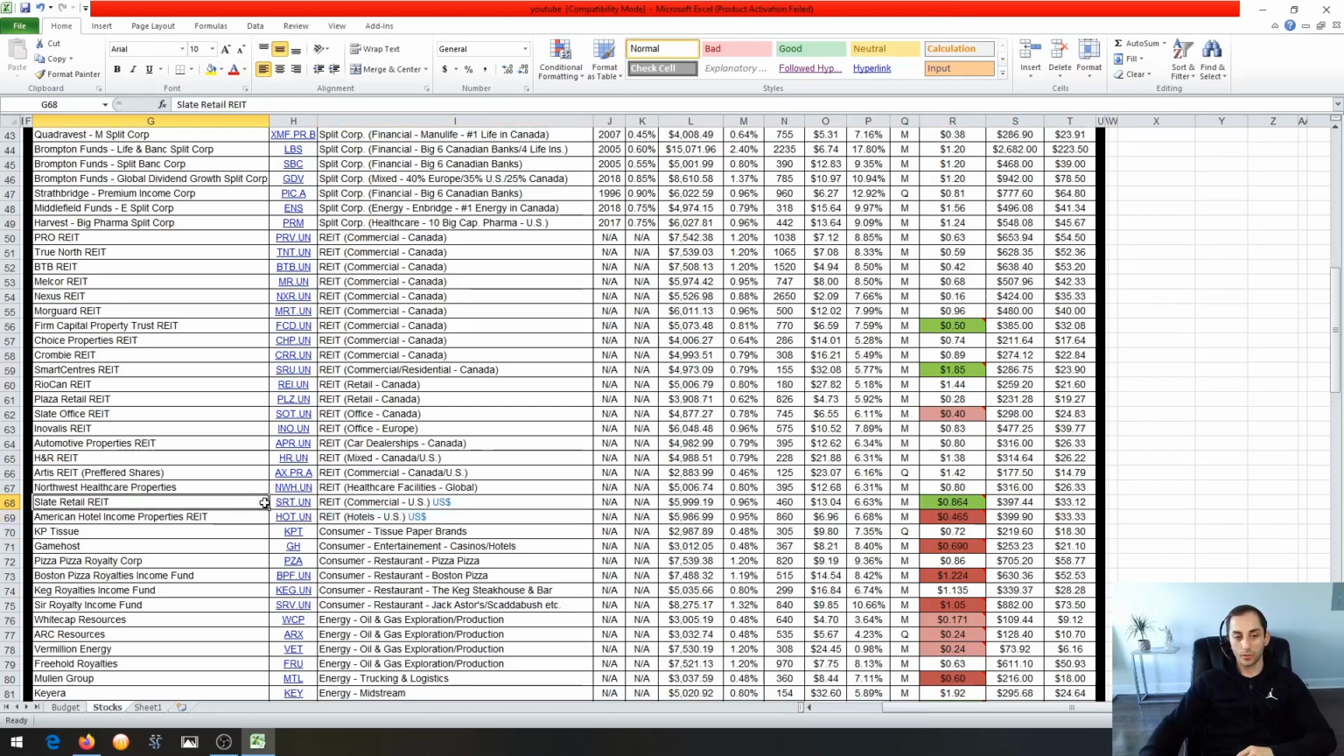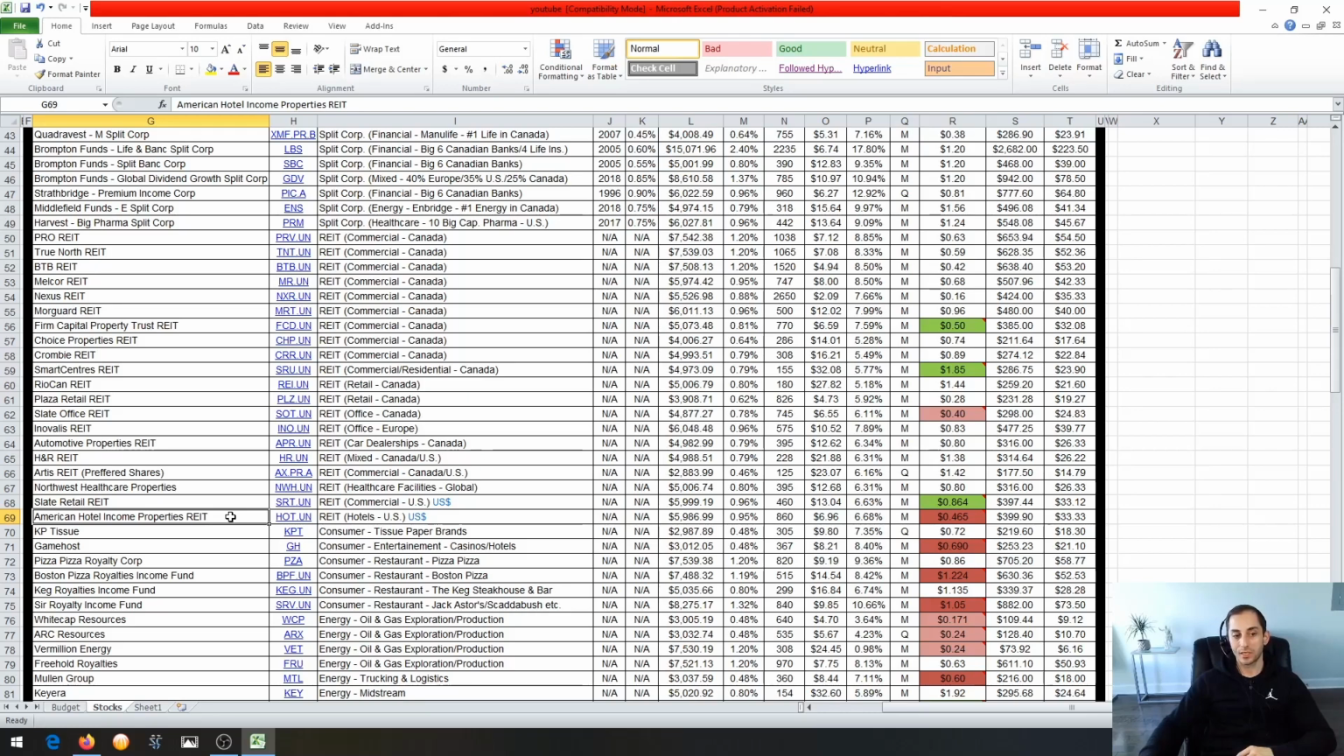US dollars. So the first one is the Slate Retail. I really like this one. It focuses on commercial, and they have a good record of increasing their dividend once a year, as you could see here. The next one has been really, really hit hard due to the coronavirus.